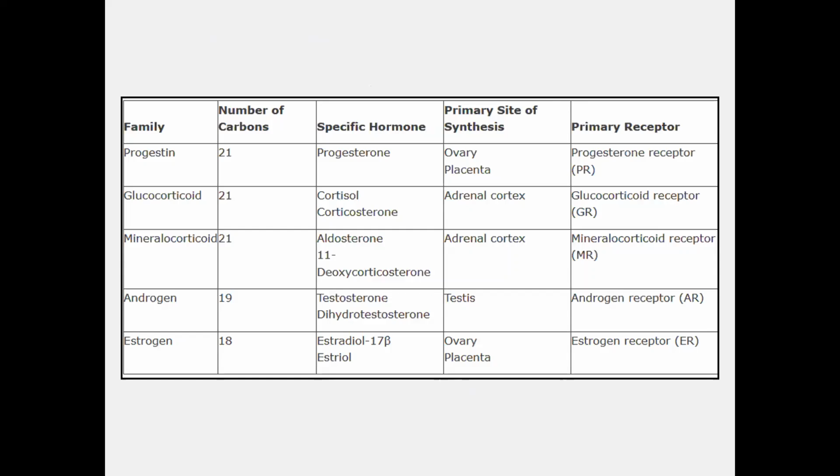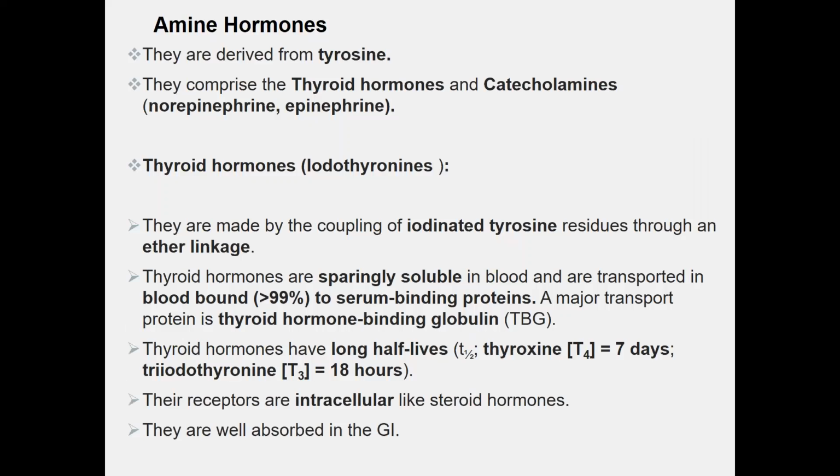And this table is an example of these hormones. Like we have the progestin, the glucocorticoids, the mineralocorticoids like aldosterone, the androgens like testosterone, and the estrogen like estradiol. The third type of hormones are the amine hormones. The amine hormones are tyrosine-derived hormones, and we have two types of these hormones: the thyroid hormones and the catecholamines, which are epinephrine and norepinephrine.